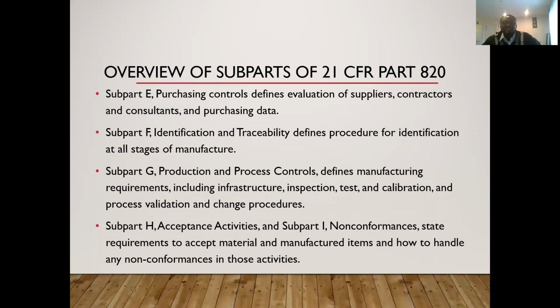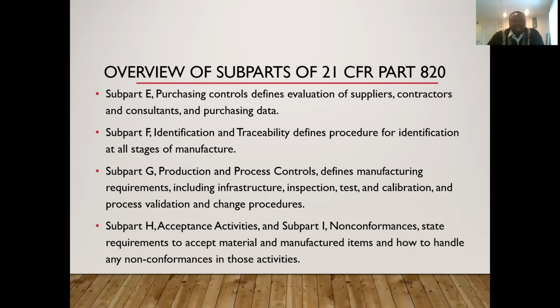F, identification and traceability. This defines procedures for identification at all stages of manufacturing. It can fall under design quality, manufacturing, supplier, or compliance. Because if you look at it very carefully, identification at all stages of manufacturing, quality is supposed to do traceability too. Design quality does it, supplier quality does, and compliance quality also makes sure that these things are being done. Production and process control defines manufacturing requirements, including infrastructure, inspection, test calibration, process validation, and change procedures. I'll place this under manufacturing quality engineering.